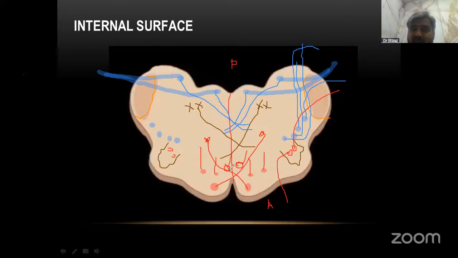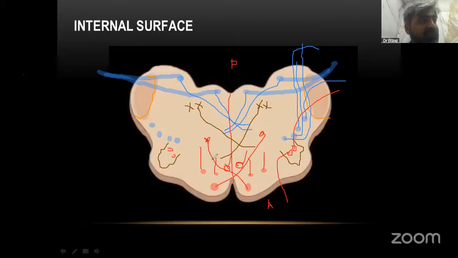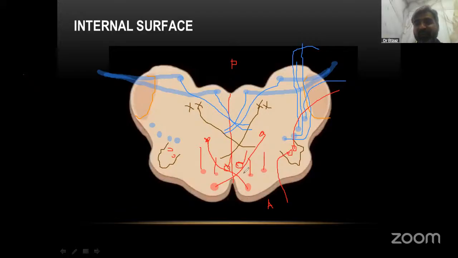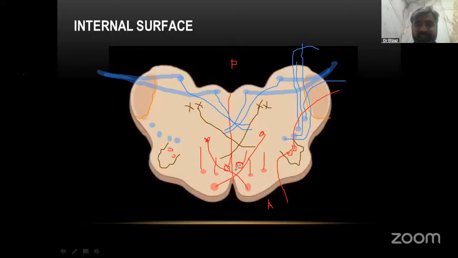And which nerves are involved in the medial longitudinal fasciculus? Yes, please. Abducent nerve, sir. Abducent nerve. Any other nerve? Oculomotor, sir. Oculomotor. Yes, excellent. Any other nerve? Vestibulocochlear. Vestibulocochlear, oculomotor, abducent. So with the help of MLF, we have different kinds of movement and coordination. So these are the different tracts that we call the descending tracts.